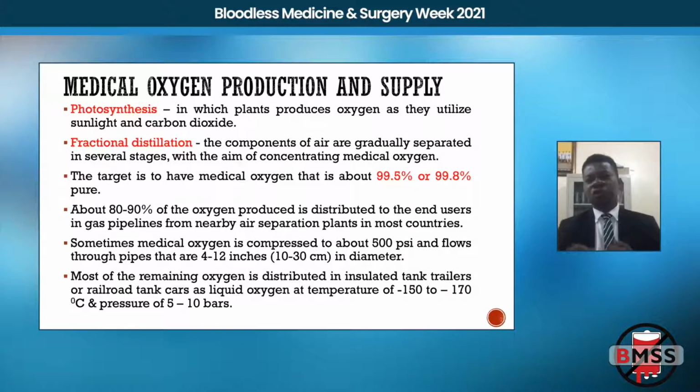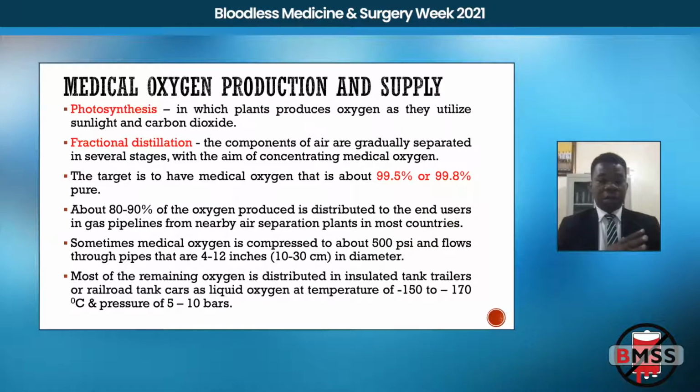The target is to produce about 99.5% or 99.8% medical oxygen. However, in most low-resource countries like Nigeria, most oxygen plants are able to bottle up to 97%, with 3% being impurities. This has been an issue because at some point it tends to affect the oxygen sensors in mechanical ventilators.